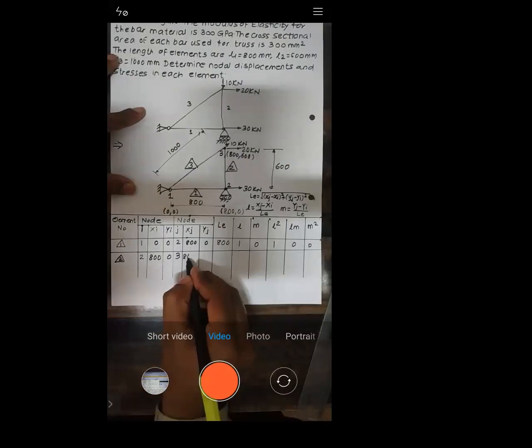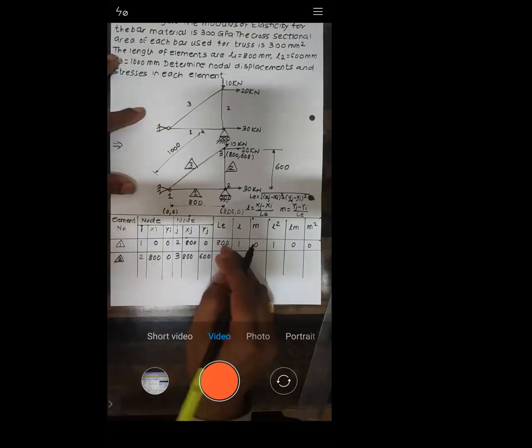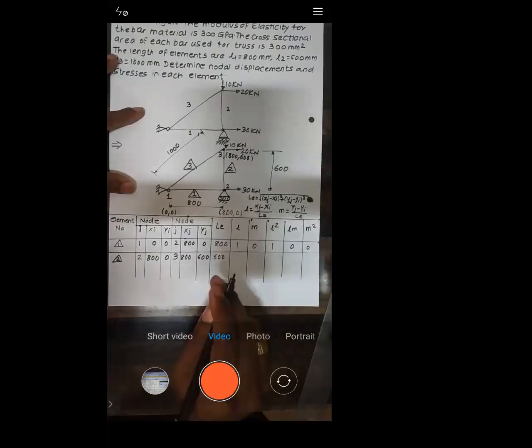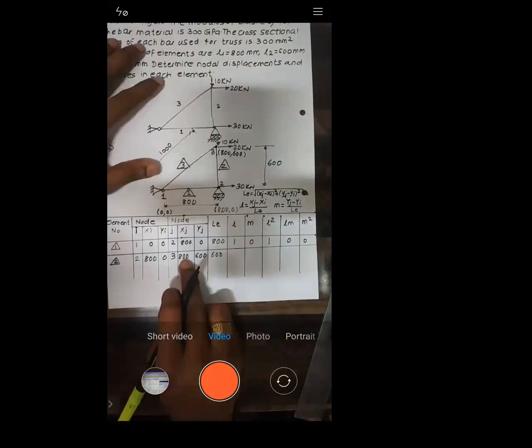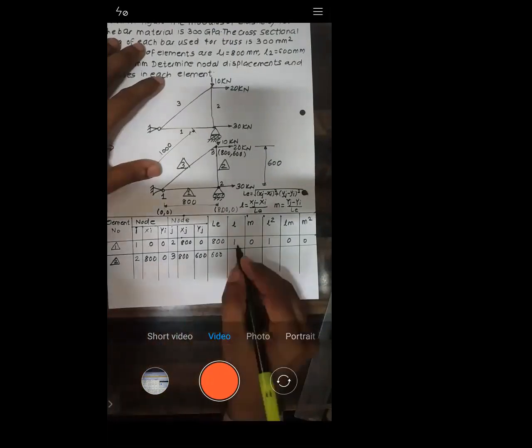Now, what is the length of this element number 2? It is 600. It is directly given. No need to calculate. Then L: it is xj, that is 800, minus xi, that is again 800. 800 minus 800, that is 0. So it will come 0.